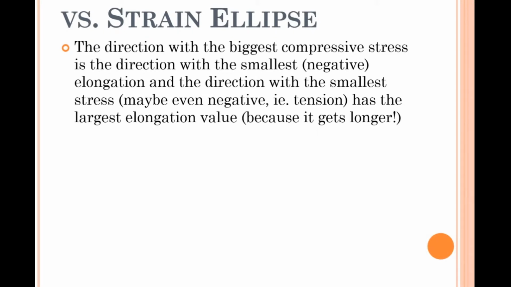In the stress ellipse, the long direction of the ellipse, kind of like the pointy long ends of a football, is the greatest stress. That's your sigma 1. Your least stress is your sigma 3. However, where you have the greatest stress is where you have the lowest elongation, usually negative because it's compressing. So the ellipses are kind of backwards of each other.